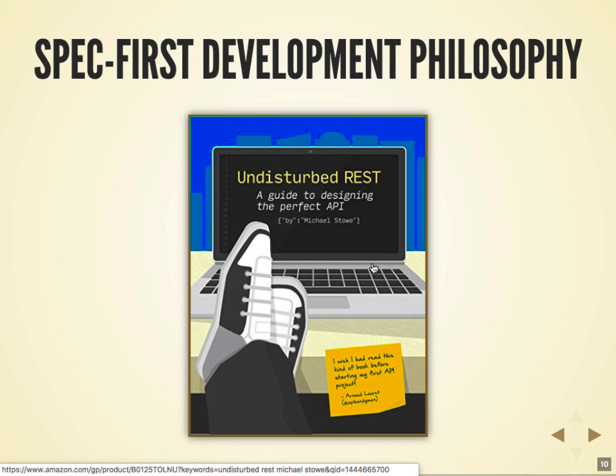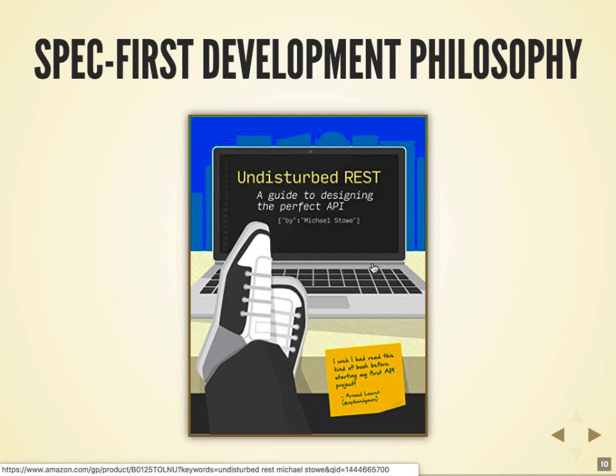Or there's another philosophy that's called the spec-first philosophy, and I'm a proponent of it. There's a book called Undisturbed REST, A Guide to Designing the Perfect API by Michael Stoll, who was one of the RAML evangelists. But the idea is, if you document your API within the code, then you've already built the code. It assumes that you've put the blueprint somewhere else and the developers have built it. Now they just have to go in and document it.